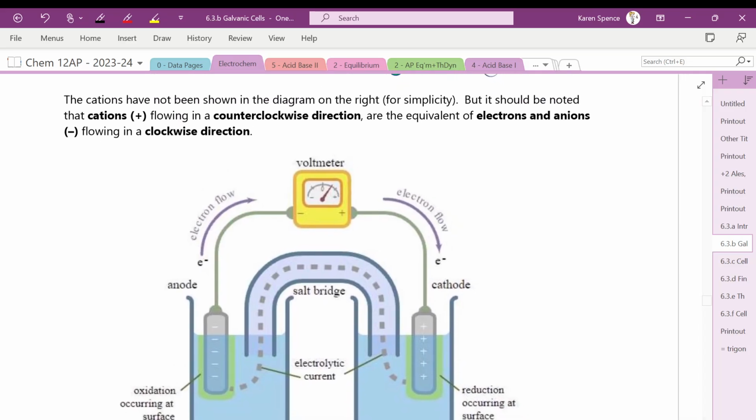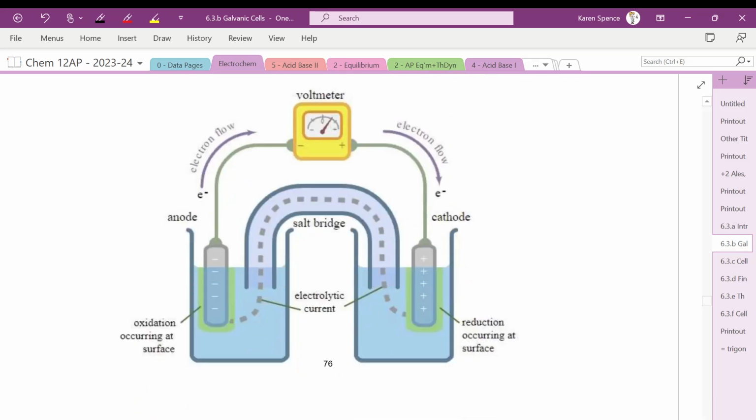And don't forget, if you have electrons flowing in one direction, the anions will flow in the same direction. The cations will flow in the opposite direction. All negative charges flow in the same direction. So if the electrons are going counterclockwise, the anions will go counterclockwise and the cations will go clockwise. Okay.